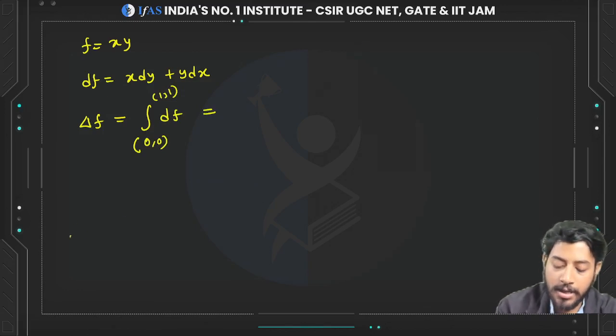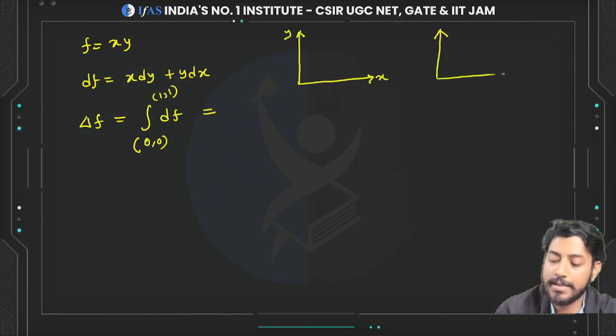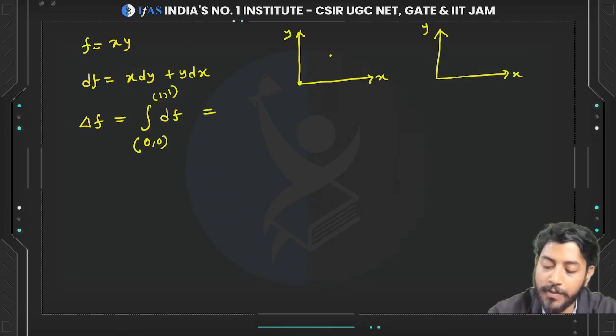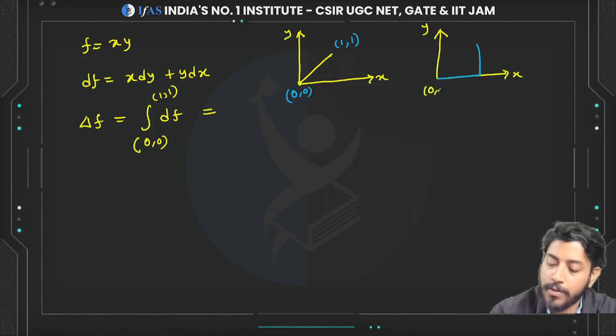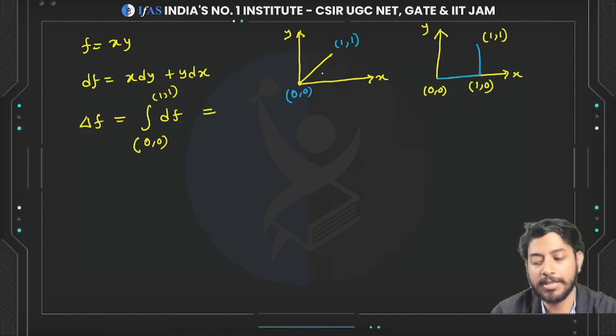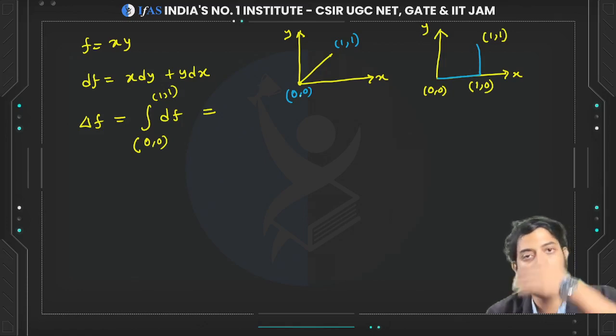So this is my y-axis, this is my x-axis. First of all, you are moving from the point 0,0 to the point 1,1 along this straight line. In the second case, you are moving first along this line and then this line, from 0,0 to 1,0, then from 1,0 to 1,1. So actually your final point and initial point are the same, but the path you followed to reach from the initial point to the final point is changing.